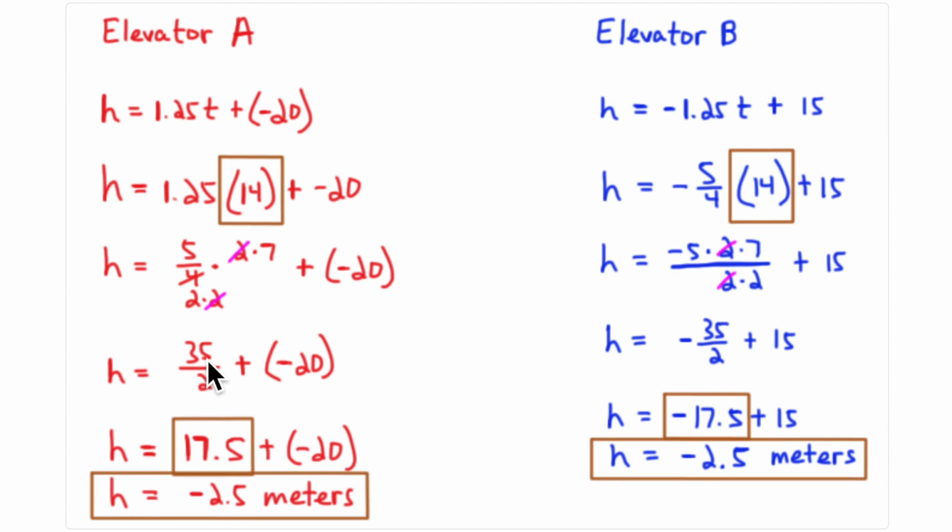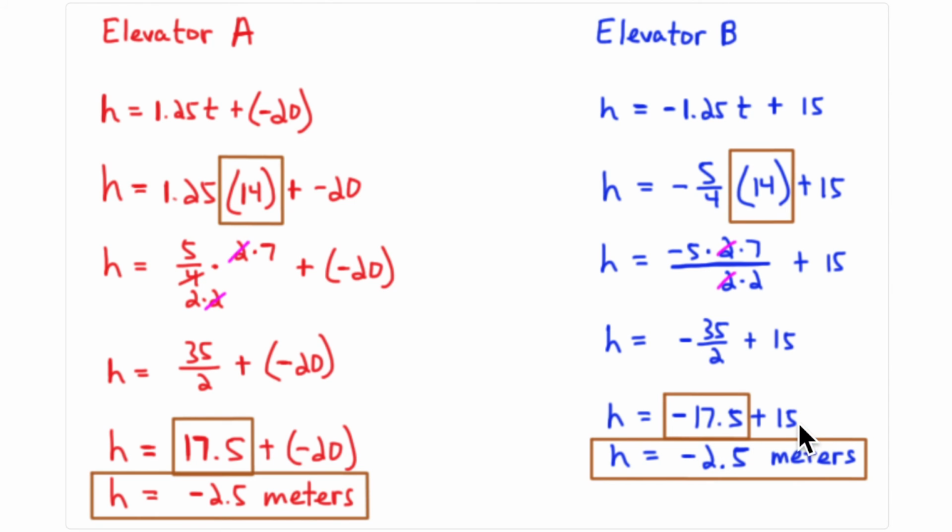35 divided by 2, that's this entire length, 35 meters, divided in half. Half for elevator A is 17.5 meters going up, beginning at negative 20 meters. So it's going to end at negative 2.5 meters. And this is the same 17.5 meters, but this is 17.5 meters going down because this is a negative 1.25 meters per second. These 2's cancel out. This is a negative 35 divided by 2, and it gives you a negative 17.5 meters.